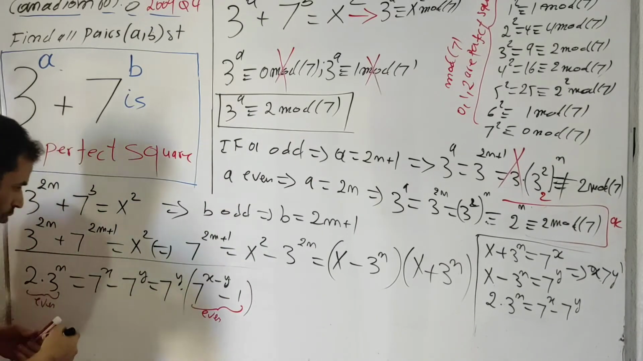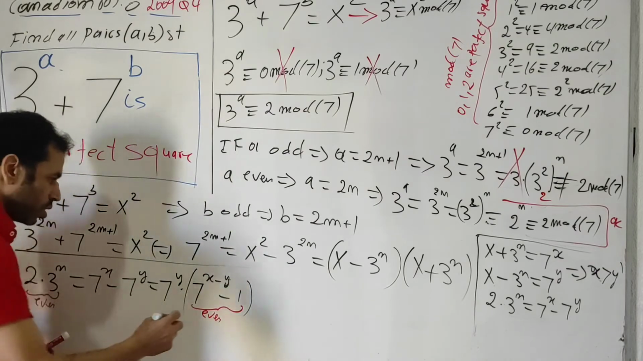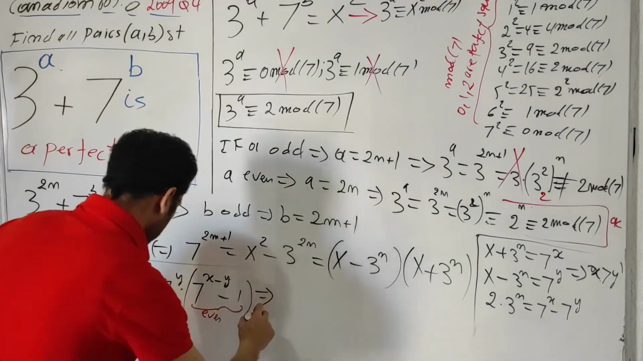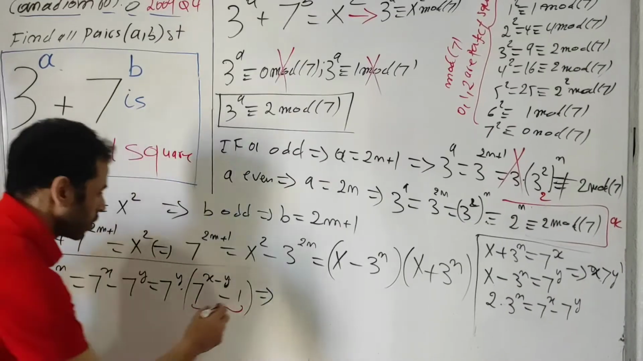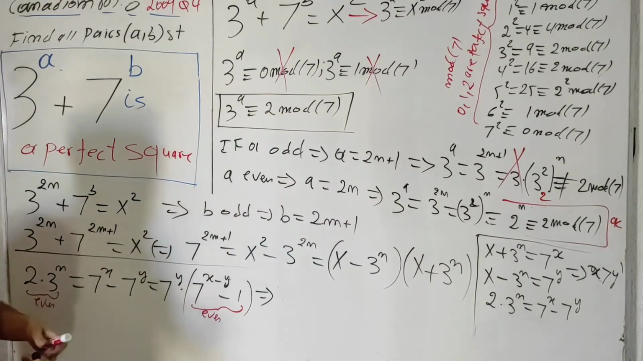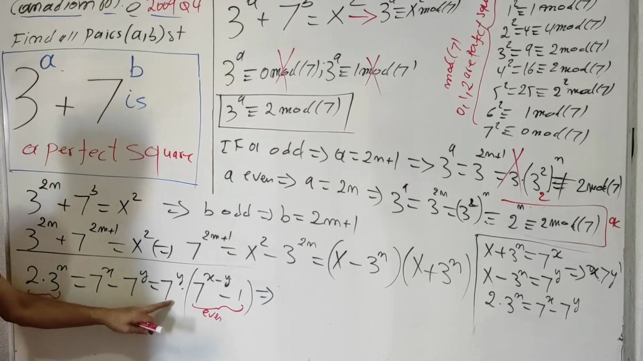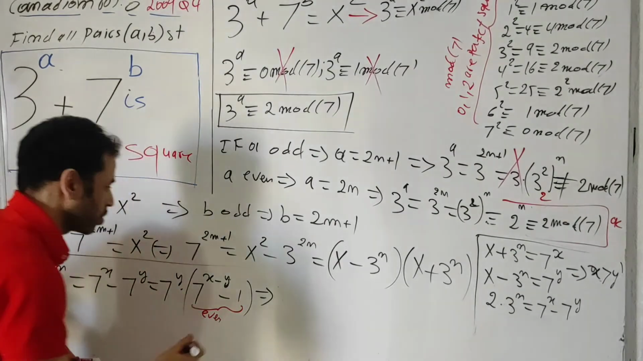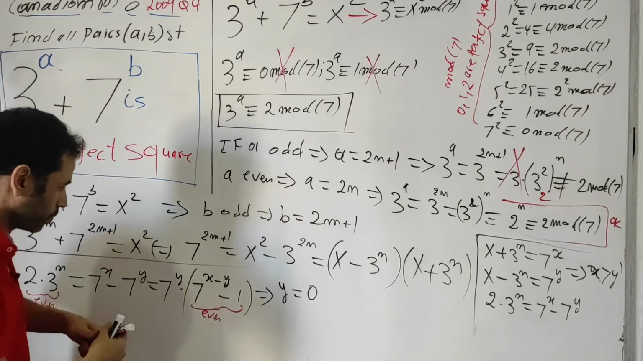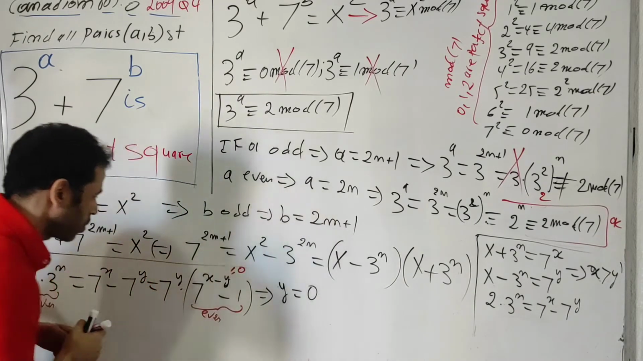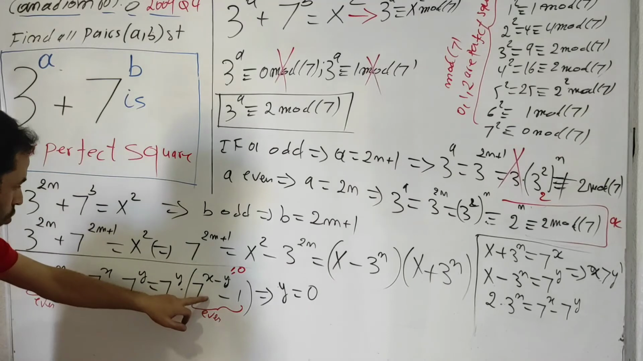So in order to make this equation balance, I'm going to put 7 to the y equals 1. That means y equals 0. If y equals 0, this means 7 to the 0 equals 1. I'm going to replace y with 0 here, and I will have 7 to the x minus 1.